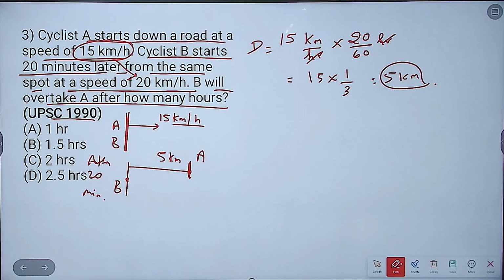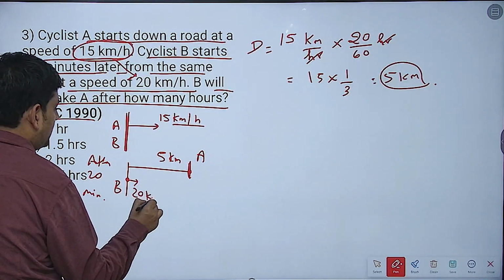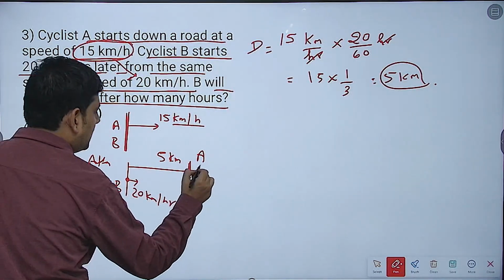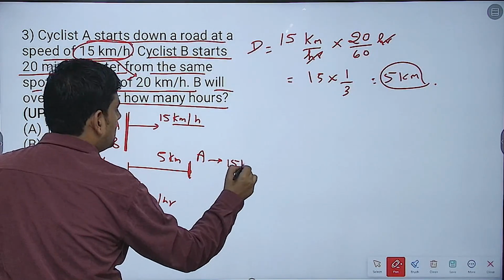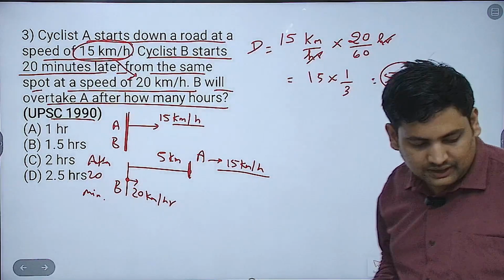Now you see, now B will also start moving. B moves at 20 km per hour, and A continues to move at 15 km per hour. Okay, understand?